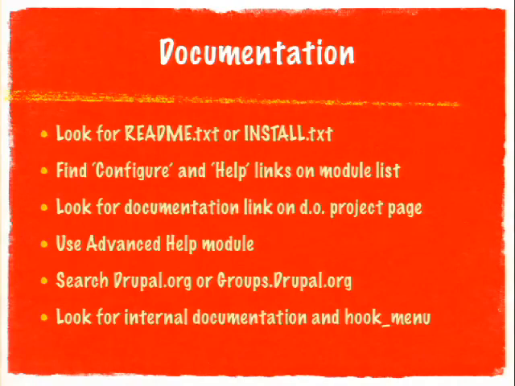Look for, in Drupal 7, this was not true in Drupal 6, but in Drupal 7, if you look at your module list, when you install a module, let's say you pull a module up and you're going to try it out and you're trying to figure out how it works, you look at the module list and you'll see in some cases a little link next to it that says configure, or you'll see a little link next to it that says help. So the help takes you to any help that they provided that's available. So you can click on that and get help. And then the configure is supposed to be a quick link to wherever it is you set this module up.